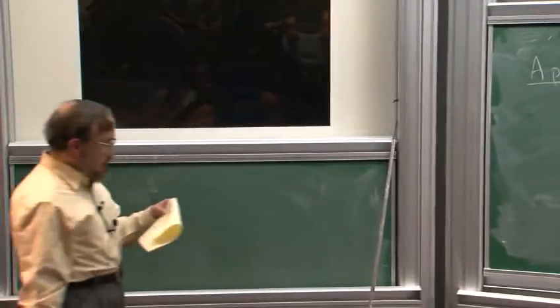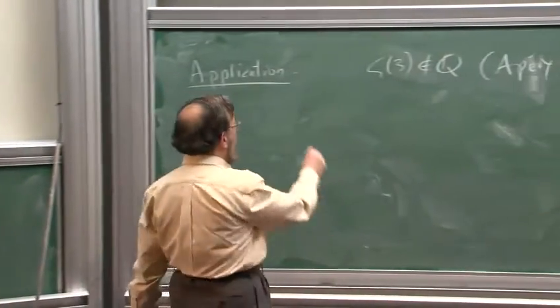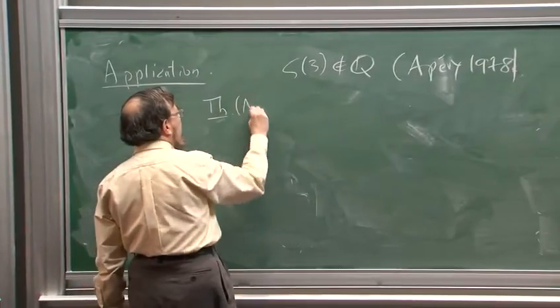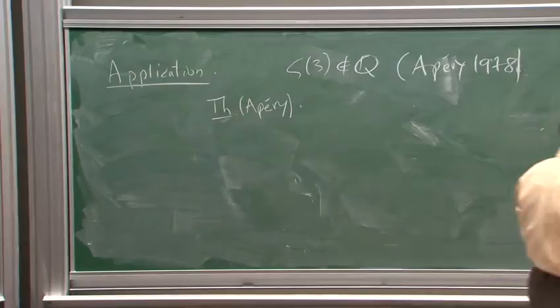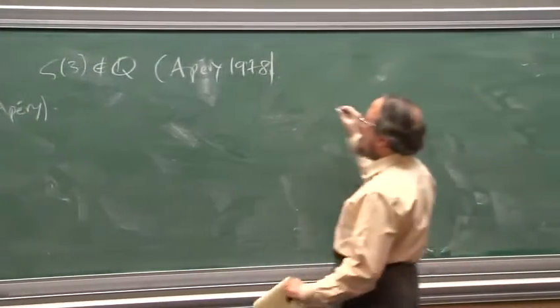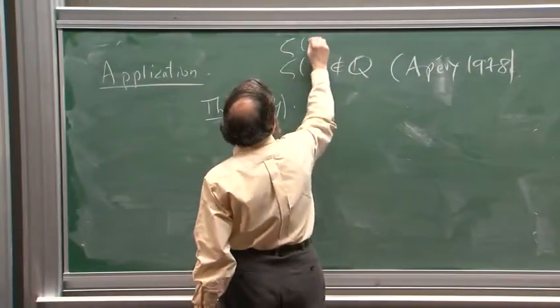That zeta of 3 is irrational. So his proof was, the basic step, what he proved, was the following. Well, I'm not yet ready to state the theorem because I need a little notation. So he actually proved also that zeta of 2 was irrational.